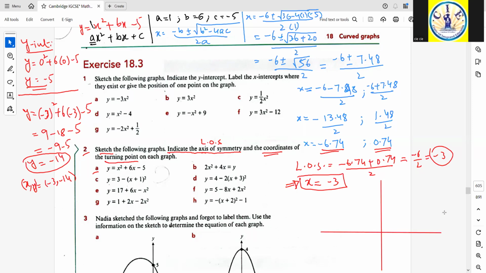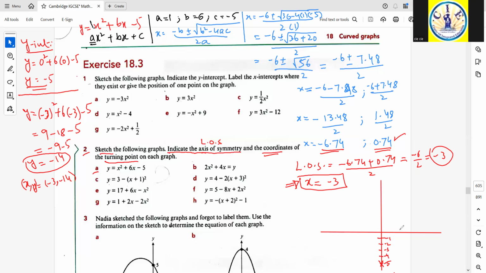Okay, x and y axes are there. Now you need to locate the y-intercept. Y-intercept was y equals to negative 5. So this is negative 1, negative 2, negative 3, negative 4, negative 5. Okay, so the point is going to be this one. Then the x-intercepts, one of the x-intercepts was 0.74.